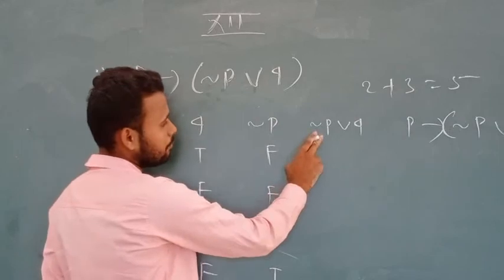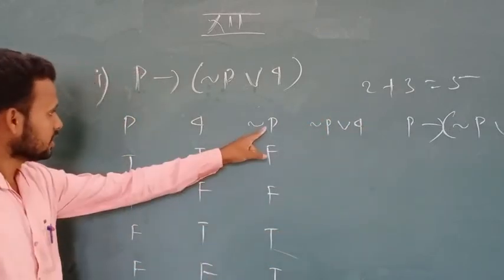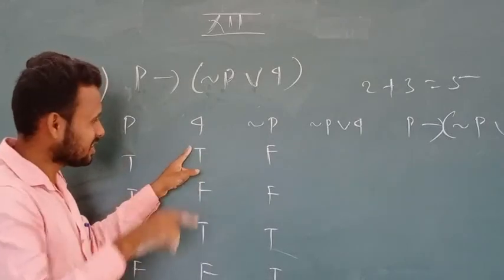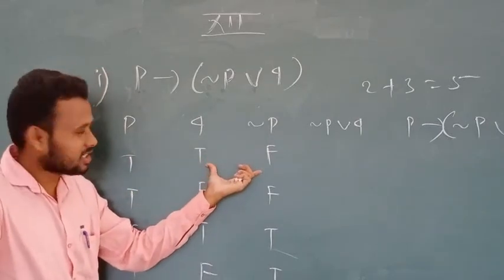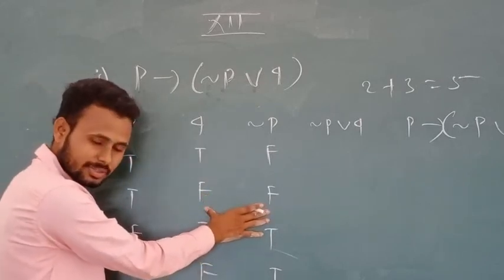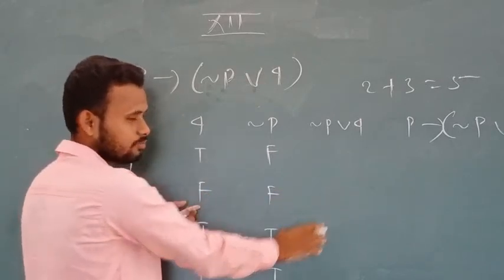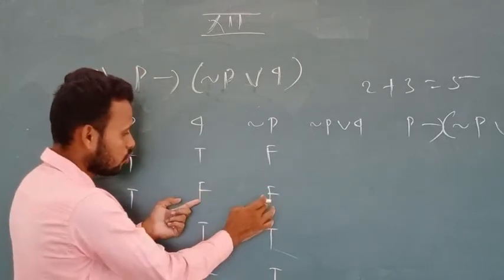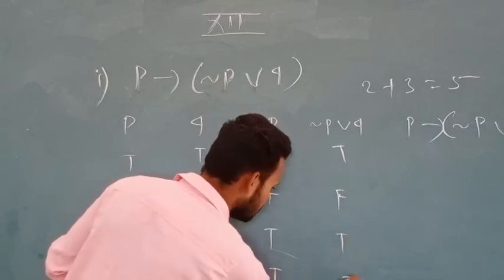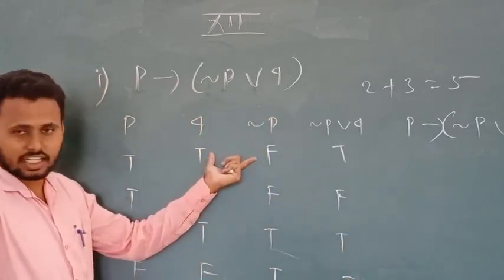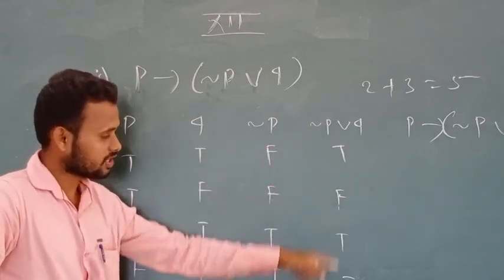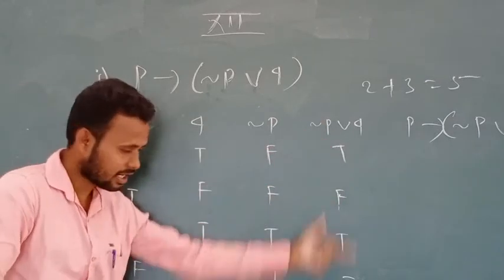Now here negation of P join with Q. Join means what? Disjunction. And you know that in disjunction, if both these substatements are false, then the disjunction is false, otherwise it is true. Therefore here both F, so it will be F, and otherwise it is true. Therefore here only one F and the remaining values are T.